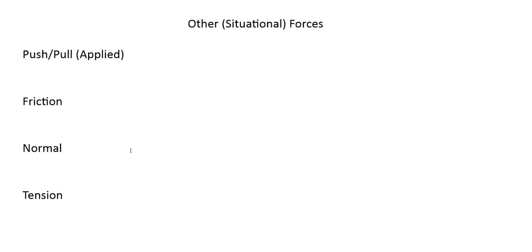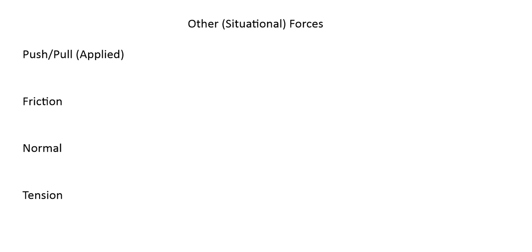We can have some other situational forces. Force of gravity acts on every body, everywhere. Problems on Earth, we're going to use 9.81 for the acceleration due to gravity. Other planets and other locations, we may have other accelerations due to gravity. But gravity itself will work everywhere.